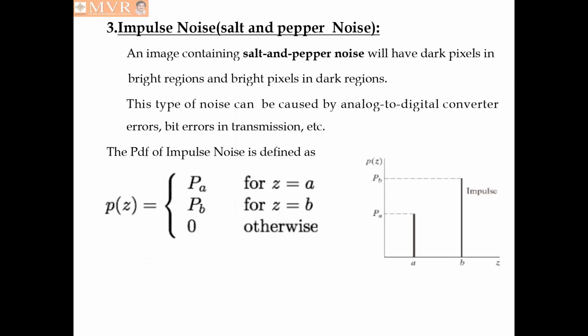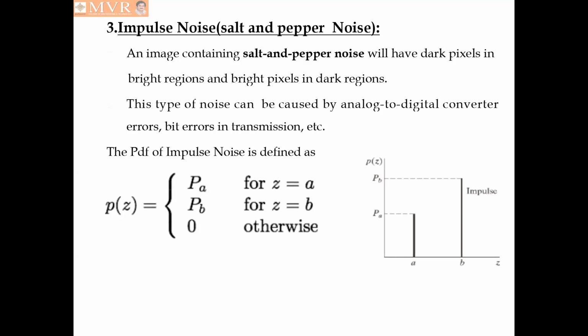An image that contains salt and pepper noise will have dark pixels in bright regions and bright pixels in dark regions. We may identify this type of thing on our passport size photos. Sometimes we may identify a few dark dots or small white dots. The small white dots are salt, and the dark dots are pepper.